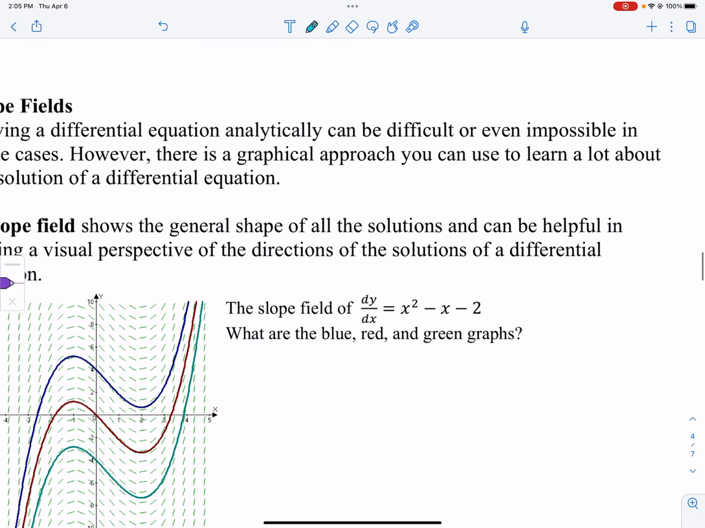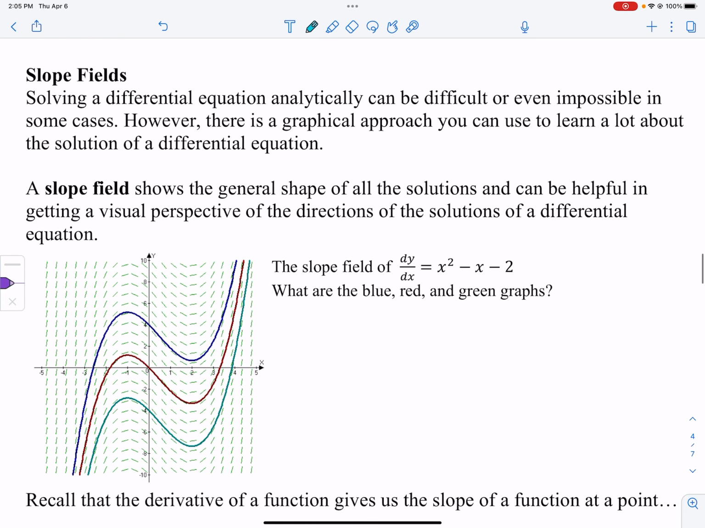Okay, so next up, slope fields. So we've talked about how you can find a general solution to a differential equation or a particular solution. The general solution represents infinitely many possible equations who all have a derivative or second derivative equal to whatever the differential equation is equal to.